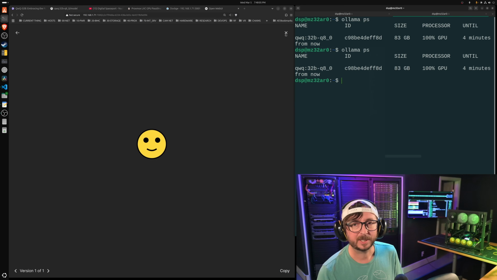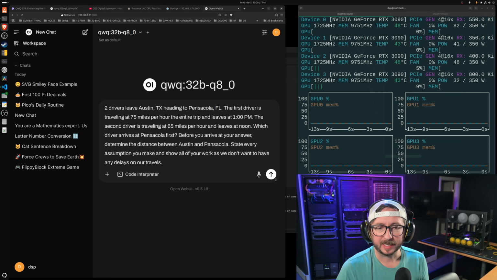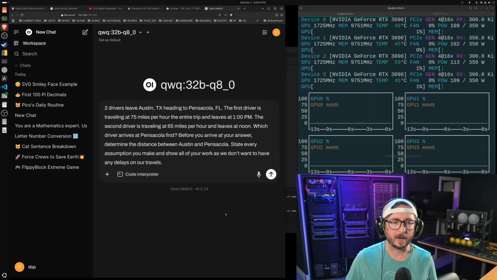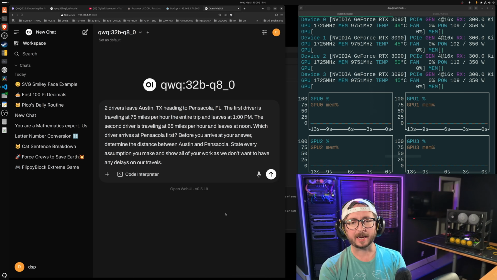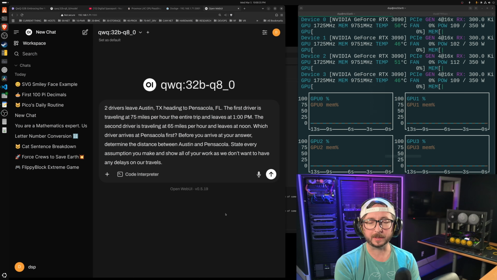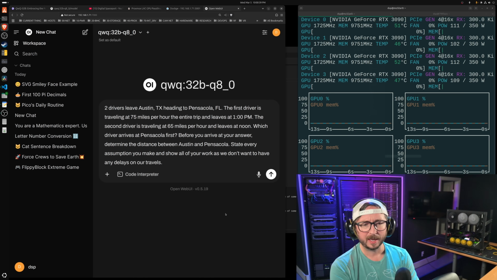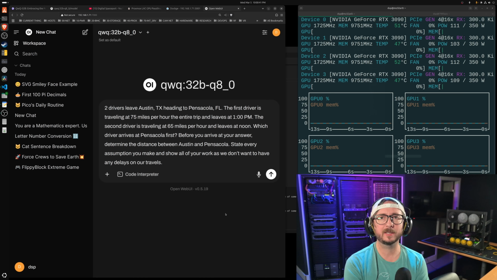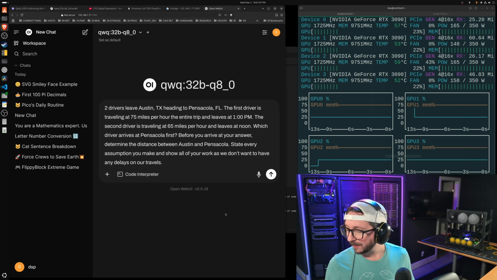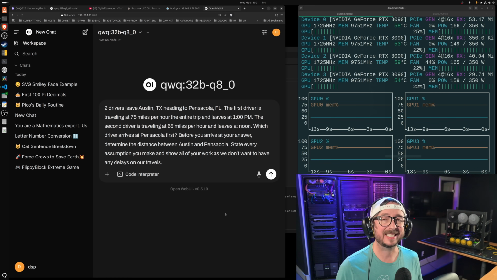And our final question. This is two drivers leaving Austin, heading to Pensacola, Florida. The first driver is traveling 75 miles an hour the entire trip and leaves at 1 p.m. The second driver is traveling at 65 miles per hour and leaves at noon. Which driver arrives at Pensacola first? Before you answer, determine the distance between Austin and Pensacola. That's pretty critical for this. If it's off by a little bit, it can have a big impact on the results.